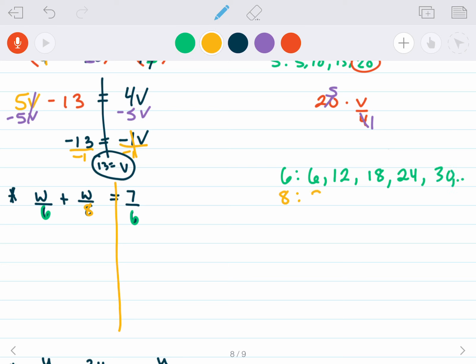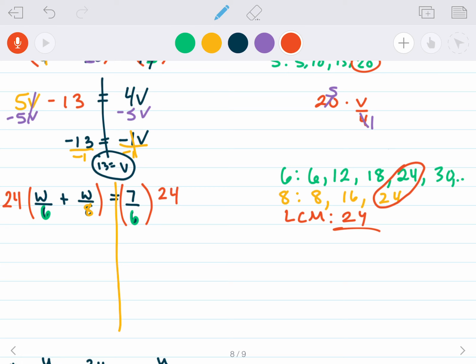8 times 1 is 8. 8 times 2 is 16. 8 times 3 is 24. And I stop because I found the smallest common number between them. That's the least common multiple. So that's what I'm going to multiply both sides by to get rid of the fractions all in one go. So 24 times w over 6 is going to be 24w over 6, which is 4w.